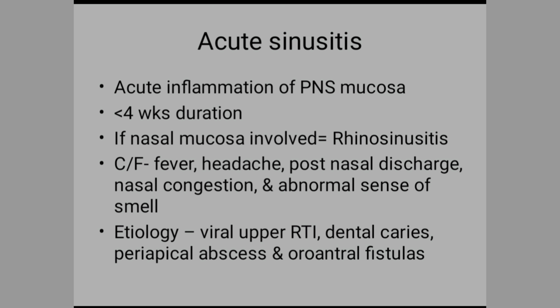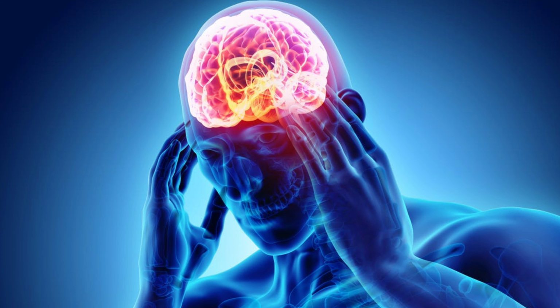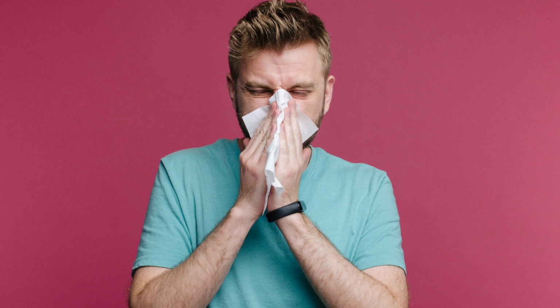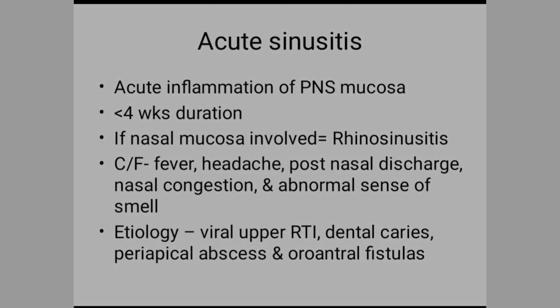Acute sinusitis is acute inflammation of the paranasal air sinus mucosa. It occurs and lasts less than 4 weeks. If the nasal mucosa is involved, we refer to it as rhinosinusitis. What are the common features of acute sinusitis? 1. Fever. 2. Headache. 3. Postnasal discharge. 4. Nasal congestion. And an abnormal sense of smell due to obstruction of sinus drainage to the nasal cavity.